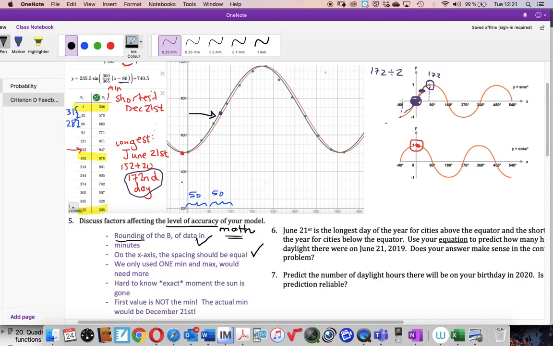We only used one maximum and one minimum. If you notice the maximum, the minimum here and the minimum here, they're a little bit off. So this will also throw your accuracy off, okay? Some of you mentioned that perhaps we could be a little bit inaccurate with the second that the sun is actually gone. What determines that, okay?